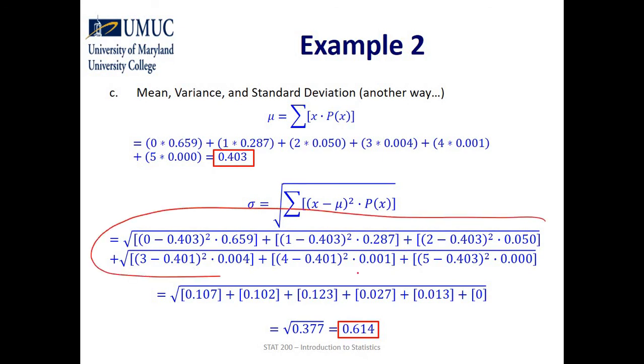This here is all this part of the square root. So I have 0 minus the mean, which we found here, so that's the mean, times that probability squared: 0 minus the mean, square that, multiply it by the probability. 1 minus the mean, square that, multiply it by its probability, and so on. Okay, this is the exact same thing we did in our table, but you can write it out longhand like this as well. Gives us the exact same answer down here of 0.614.